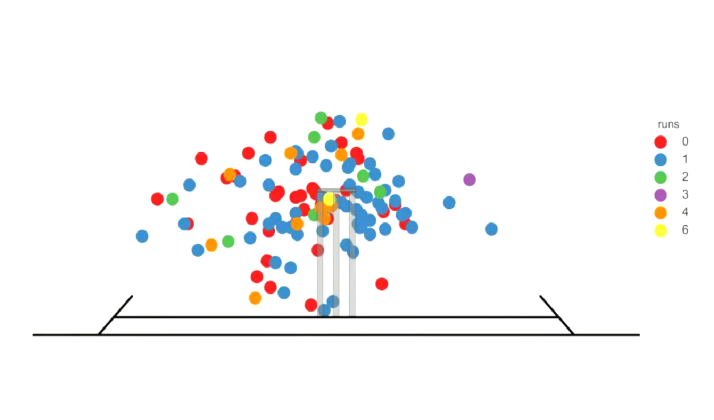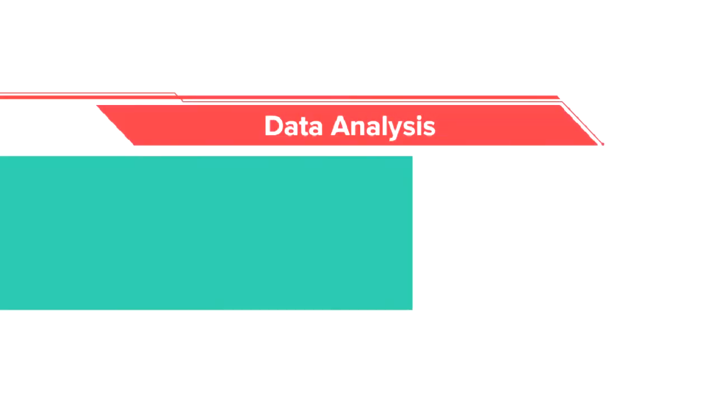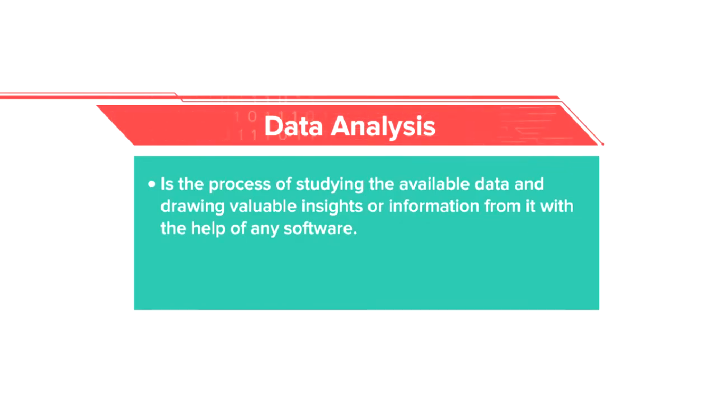Also, the bowler, based on the treatment of the batsman on his previous deliveries, decides on which areas to bowl so that the runs can be minimized. The process of studying the available data and drawing valuable insights or information from it with the help of any software is termed as data analysis.